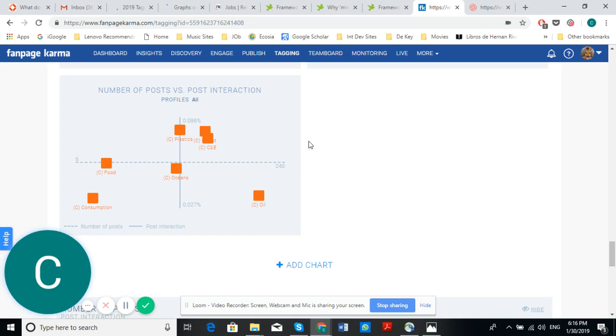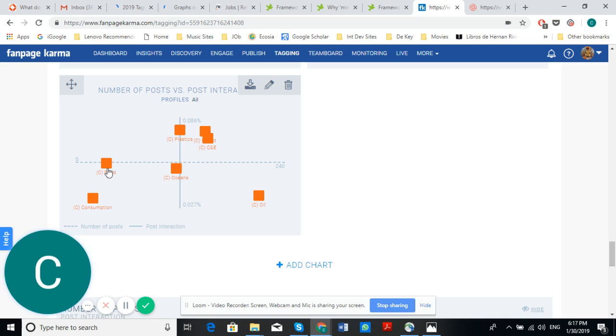You can see in the title the two KPIs you selected, number of posts and post interaction. From left to right, you have the number of posts, and bottom up, you have the post interaction. How to interpret this graph? Here in the top left, you have all those campaigns you didn't publish much about, but they performed well. So the conclusion is you may want to publish more about this engaging content.